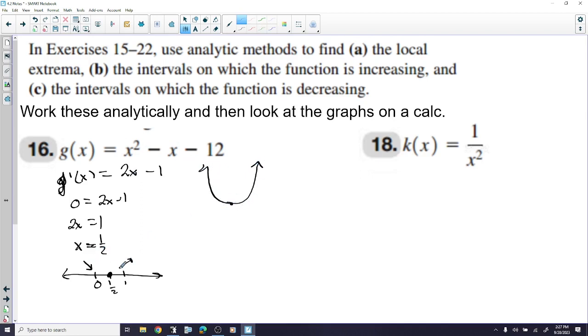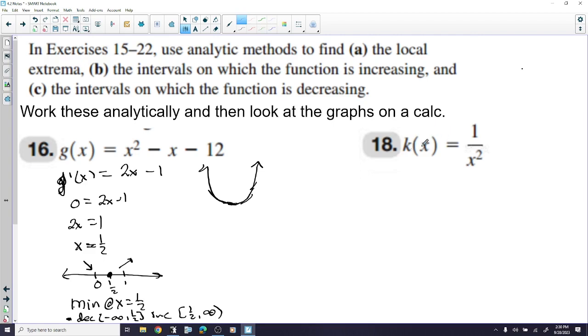And what we found was the local minimum because the slopes are going from negative to 0 to positive. So that must be a local minimum. So we have actually not only a local minimum, a global minimum. Work these analytically and then look at the graphs on the calculator. So the local extrema: minimum at x equals 1/2. And we are decreasing on -infinity to 1/2 and then increasing from 1/2 to infinity.